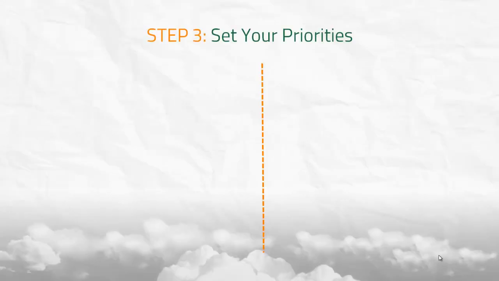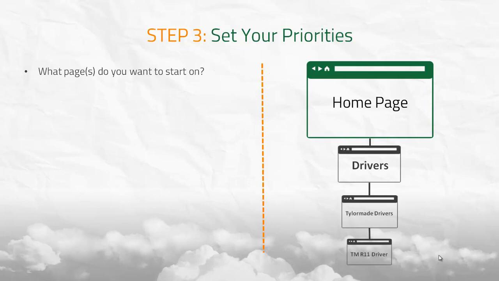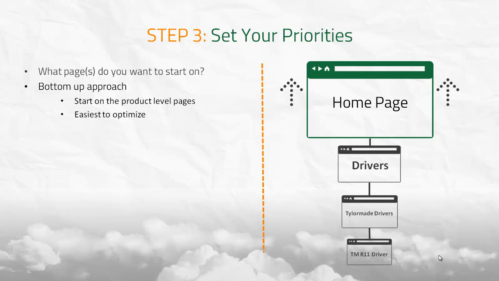Okay, step 3, you need to set your priorities. So you've got to say, what pages do you want to start on? And this is important to understand too. Do you start on the home page? Do you start on your category pages? Where do you start? I recommend the bottom-up approach, which means starting from the bottom of your SEO wireframe and working your way up. So starting on a product page.